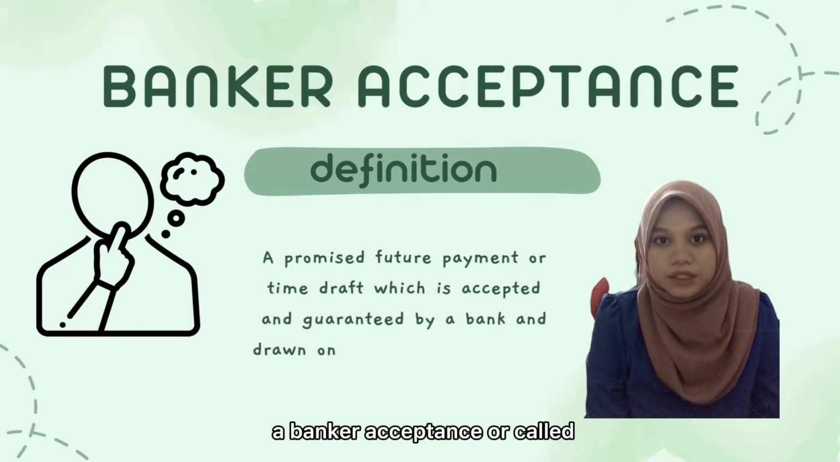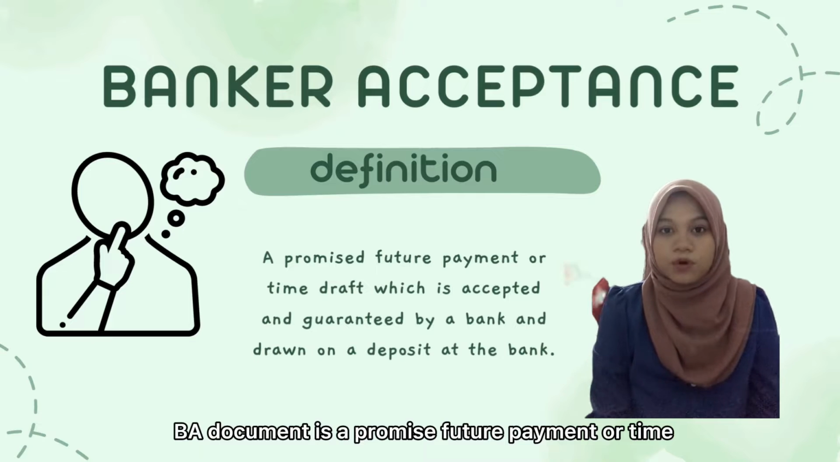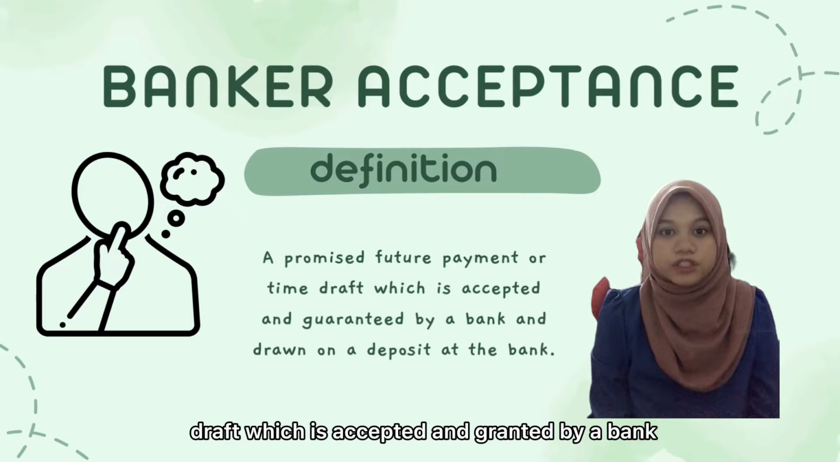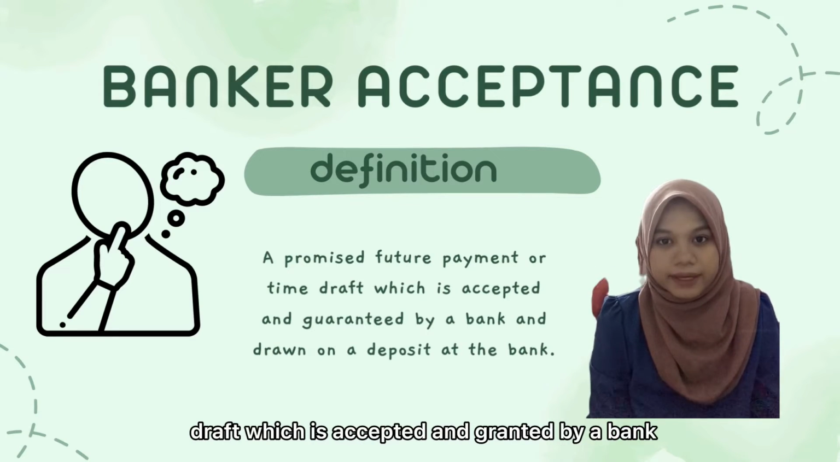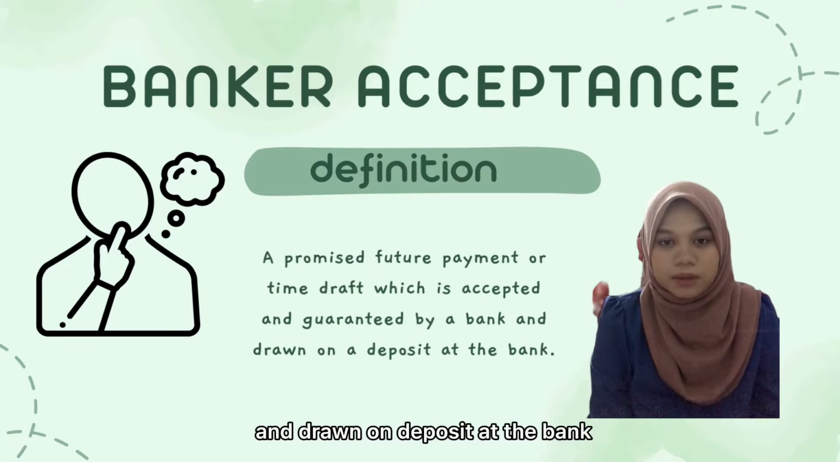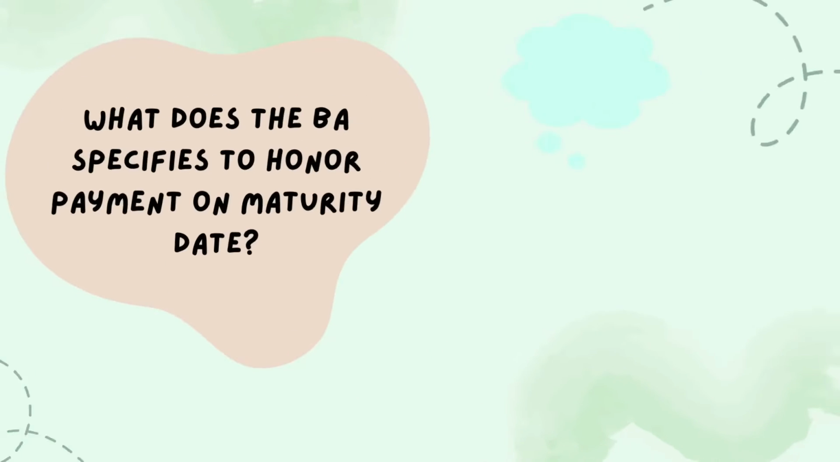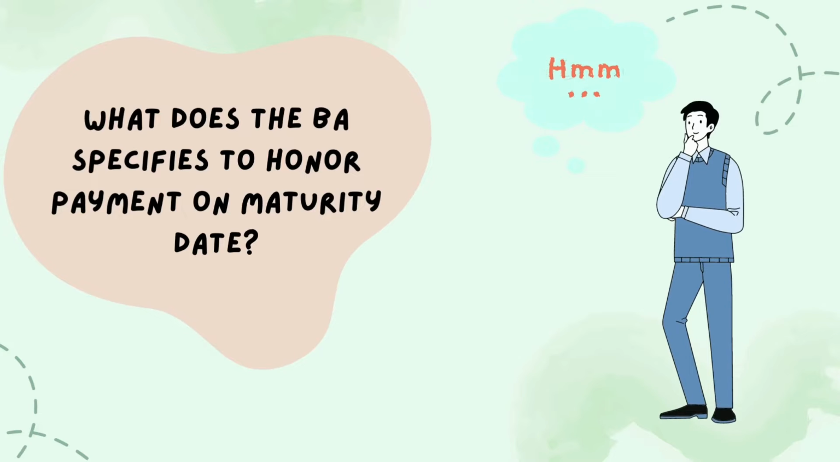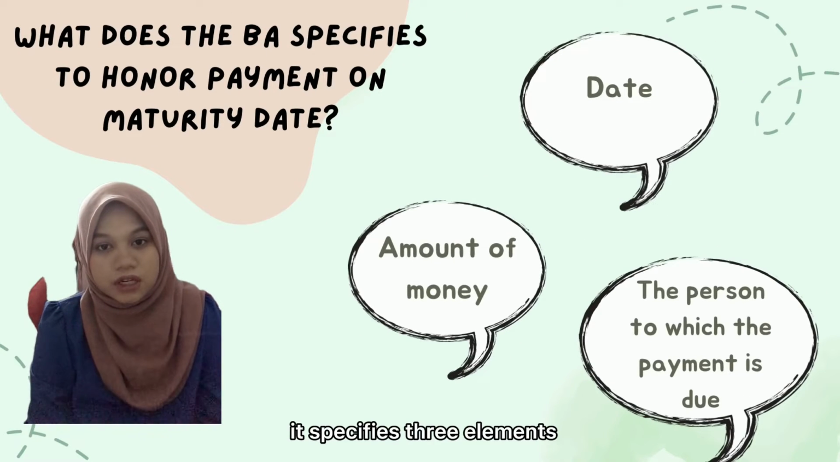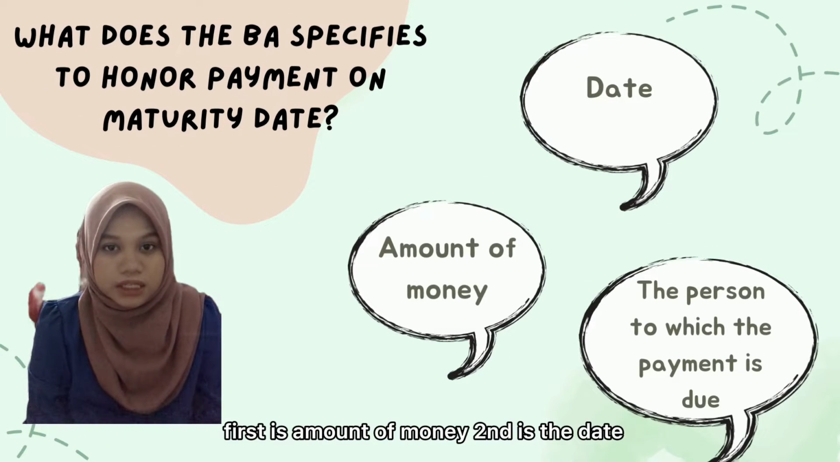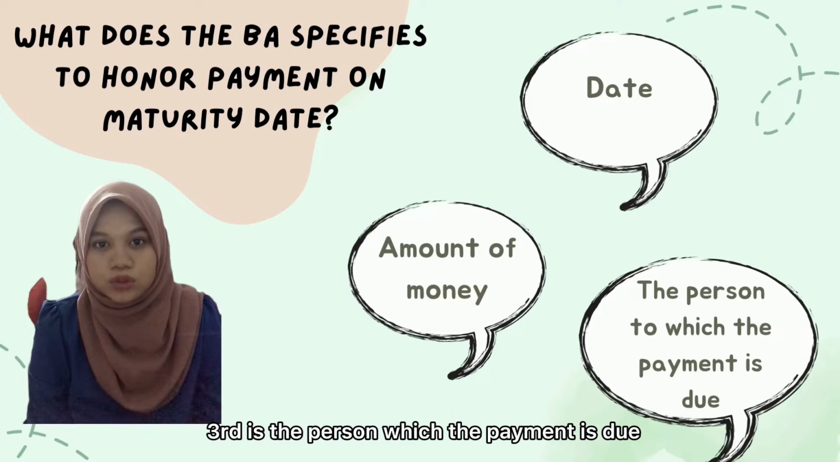A banker's acceptance, or BA document, is a promise of future payment, or time draft, which is accepted and guaranteed by a bank and drawn on a deposit at the bank. It specifies three elements. First is the amount of money, second is the date, third is the person to whom the payment is due.